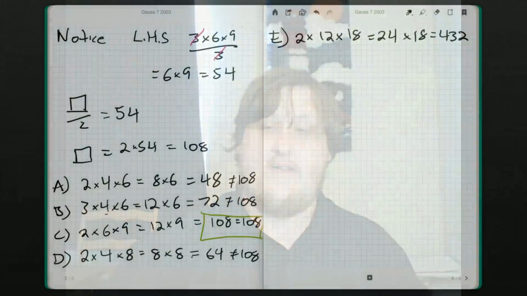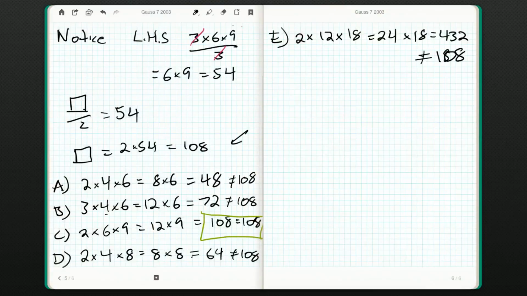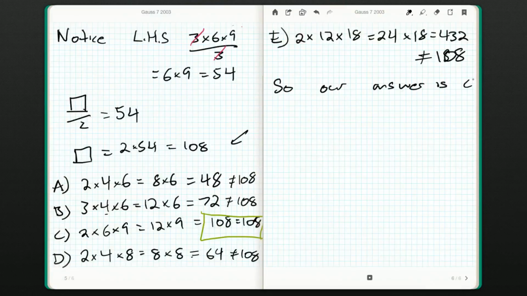And now we see that in each case, none of the answers was 108, except for C, the one that we predicted, or the one that I predicted. And indeed, C is the answer that we're going to go for here. So we'll just finish up. We'll just note that 432 is not 108, but that's what we wanted. So our answer is just going to be C.